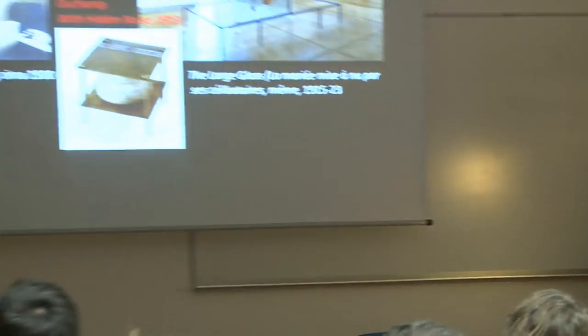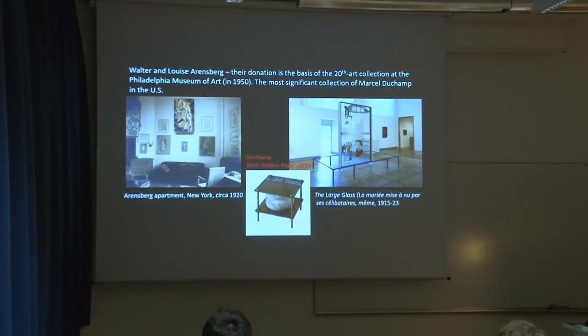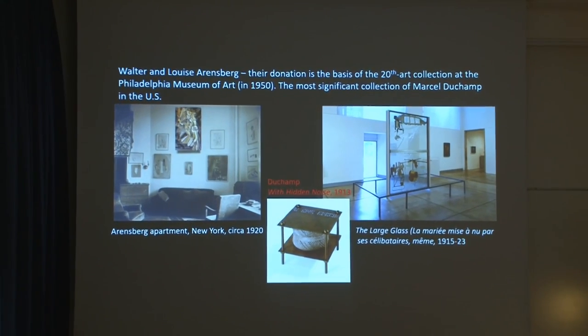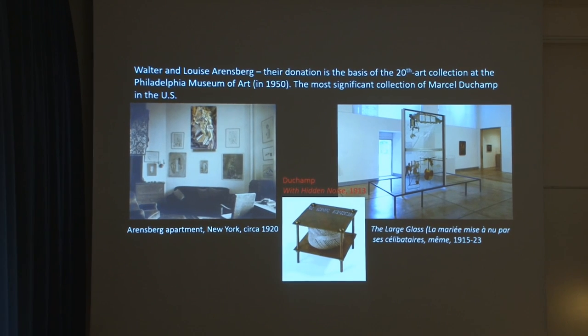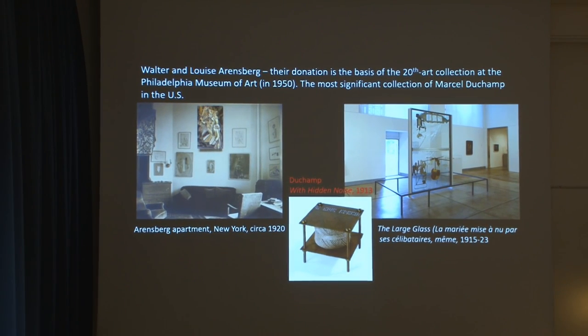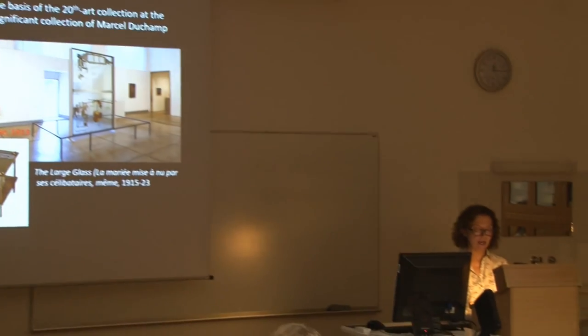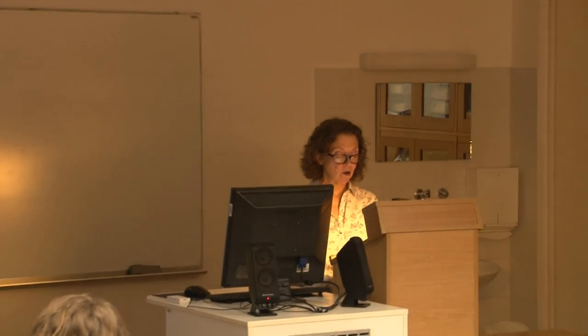Following the Armory Show, Pach became the main advisor to Walter and Louise Arensberg, whose collection, along with that of Katherine Dreier, became the basis of the Philadelphia Museum of Art's Modernist Collection. Pach introduced the Arensbergs to Marcel Duchamp in 1915, and together they formed a new group, the Society of Independent Artists.